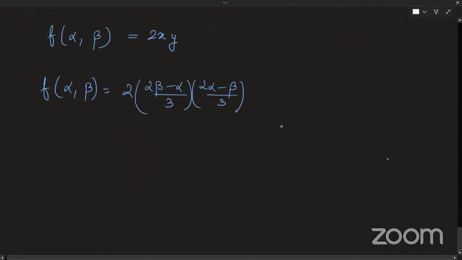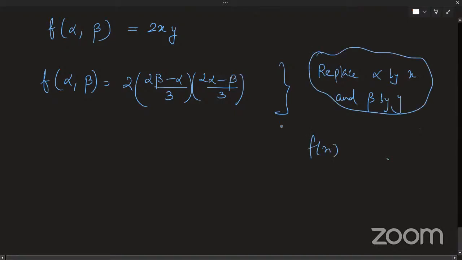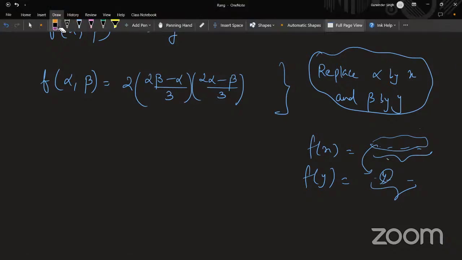So what I can do? I can just easily replace alpha by x and beta by y. I can do that now. See, if I have f of x is equal to something in terms of x, and I want to find what is f of y, so what I can do? I can just easily replace every term of x here to y. है ना? I will get my f of y. Same thing I am doing here.